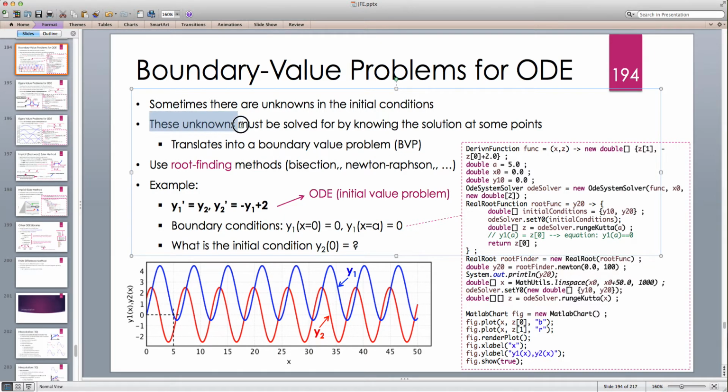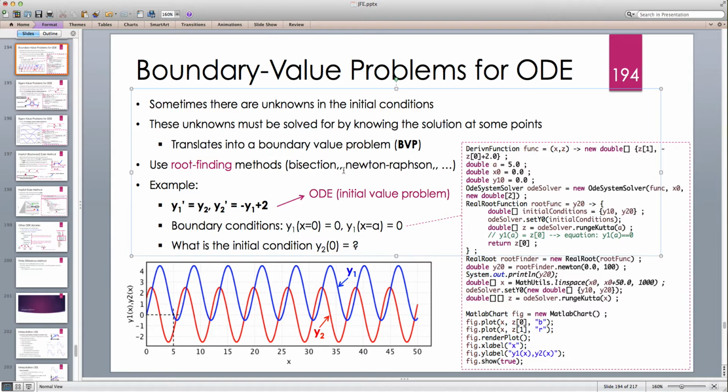So these unknowns must be solved for by knowing the solution at some other points. And this translates into a boundary value problem, BVP. So it's not an initial value problem anymore because we do not know the initial condition for some of the functions. And we can use root finding methods.